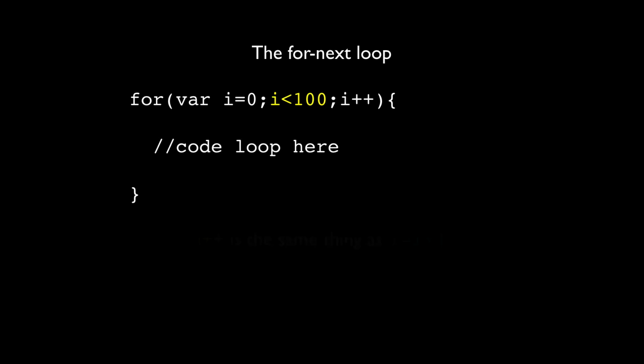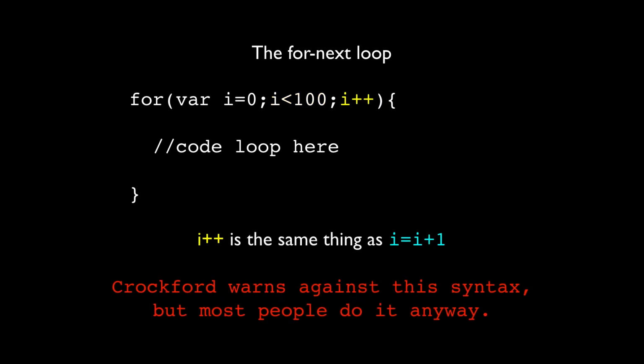The third part is the actual incrementer for the loop. If you sum this up, it's like saying I equals I plus 1. That's what that I plus plus thing is. So we're going to start at 0, and as long as I is less than 100, so from 0 to 99, we're going to execute the code in that commented section that says code loop here. Then at the end of that, it's going to do that I plus plus. It's going to increment, and it's going to try it again.